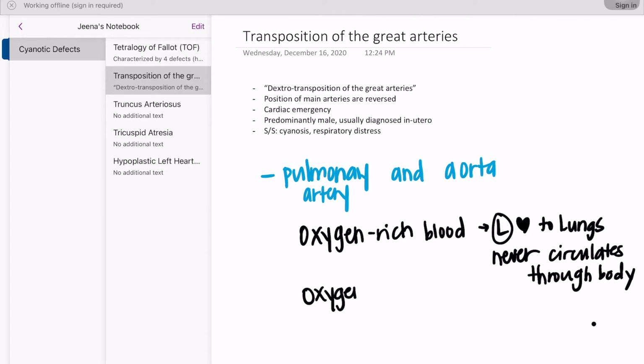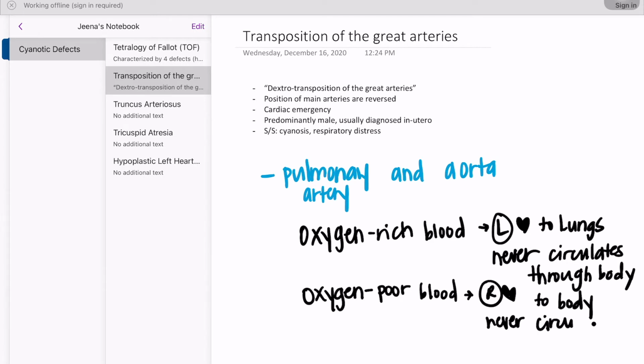And then the oxygen poor blood, this blood never goes through to the lungs to get oxygenated, circulates through the right side of the heart to the body without ever getting oxygenated by the lungs. So as you can see, this would definitely cause cyanosis. You're going to have super blue skin. Now, to repair this, it seems pretty simple, but also very dangerous.